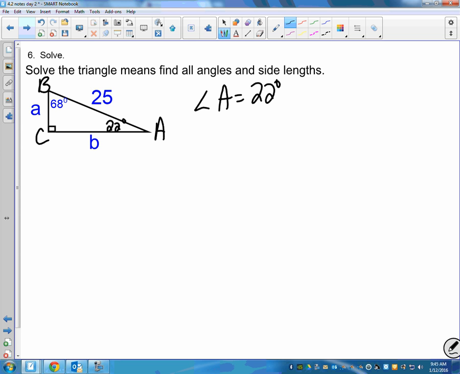For me, I always use what they gave me, because in case maybe I subtracted wrong, I don't want to get the wrong answer because of that. So I'm going to use 68 degrees, and I'm just going to start with a.